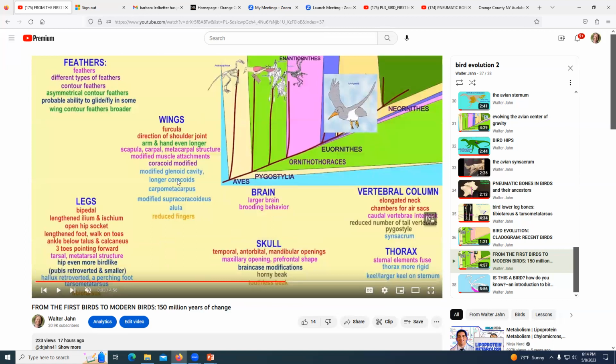So once again, look at all of the blue features. These would be features that we put on modern birds. This is what makes a bird, but it didn't exist in the first birds. It evolved in the Ornithothoraces. This group was so successful, they take over the world.